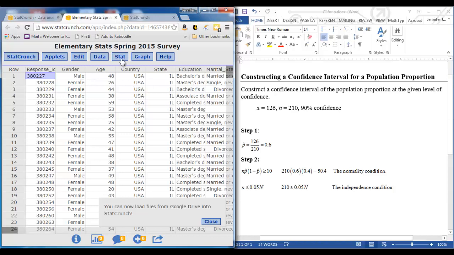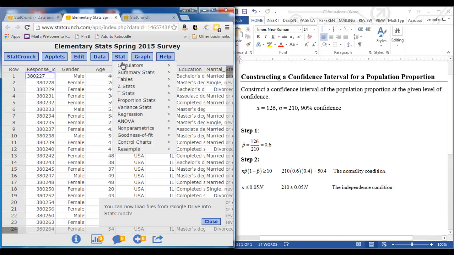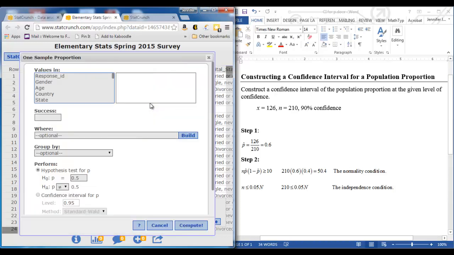So I'm going to click on Stat, then I'm going to go to Proportion Stats. I'm going to choose one sample, but in this case, because I have a column of responses, I don't have a count. I'm going to choose With Data. Now you'll notice that this dialog box looks slightly different. The first thing you have to tell it is, where is my data stored? Well, we're working with gender, so I'm going to click on gender. Then you have to identify what is a success to you. What is it that you are looking for in creating your confidence interval?